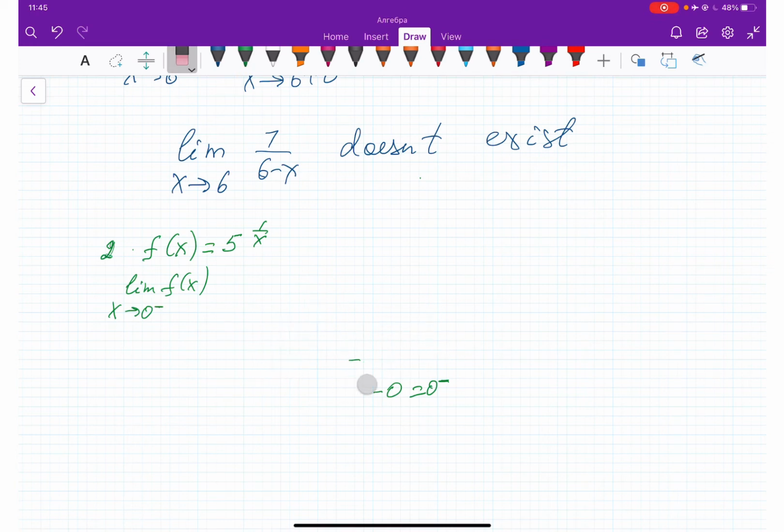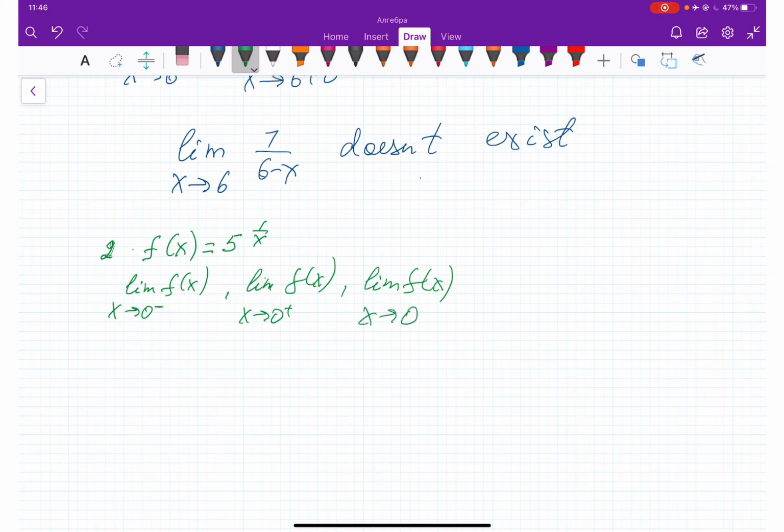So, therefore, we're approaching 0 from the negative side, from the left side. We need to find that limit. Then we need to find the limit of f of x approaching 0 from the right side. And we need to find the limit of f of x approaching 0 from both sides.